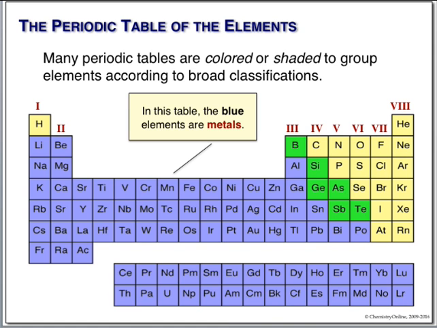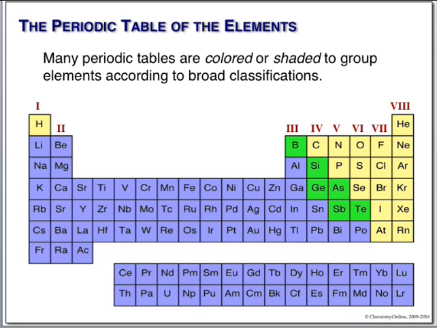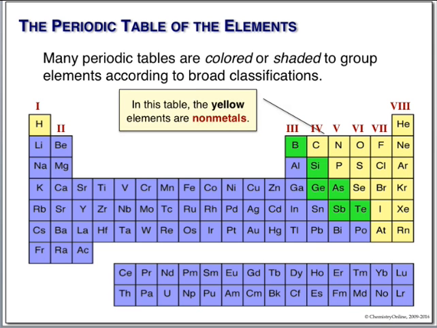Now, metals do things like conduct electricity. You can pound them out into thin little plates. They're malleable. They have bonding properties that you would associate with other metals. Over here we have a yellow group. These are the nonmetals. Nonmetals do not conduct electricity, and they tend to be very brittle, or gases, or liquids.